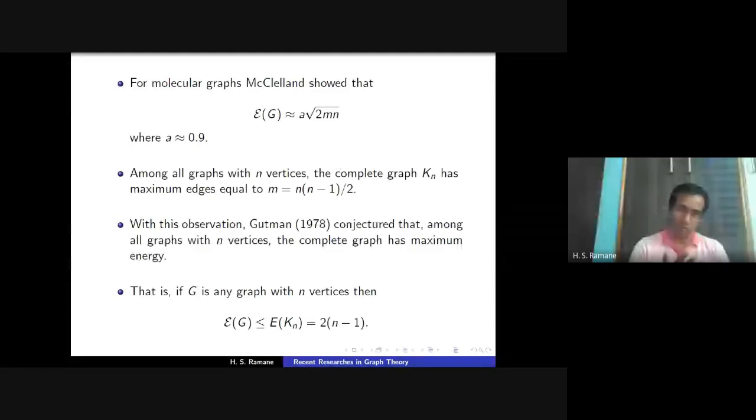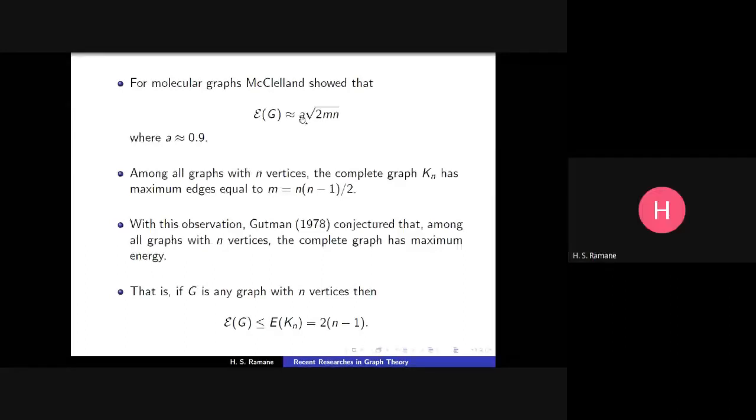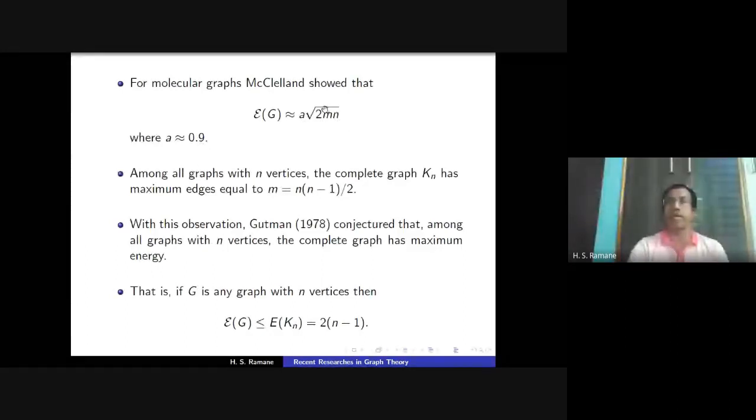Okay, not all graphs. In most molecules, the maximum degree is 4. In such graphs, McClelland showed that the energy is always equal to a times the square root of 2m, where a is approximately 0.9. So here, for n fixed, m is varying.